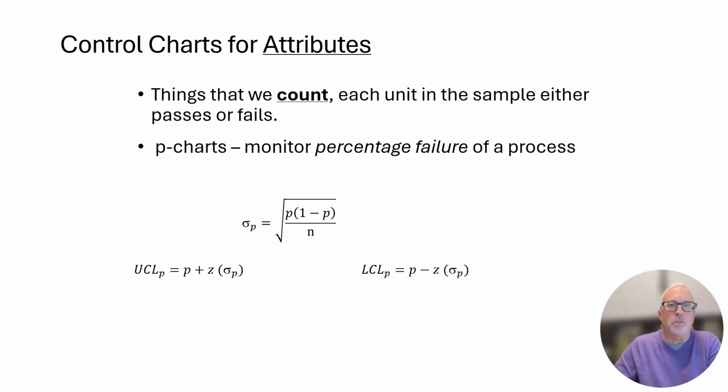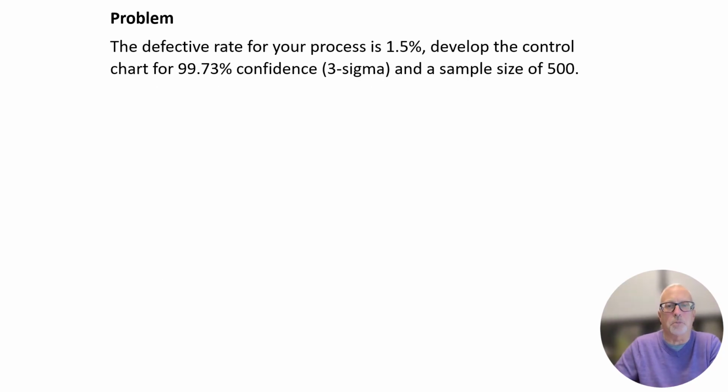These are actually fairly simple if you keep these in mind, but I'll show you the 2 items that my students always get wrong. So let's look at this problem. The defective rate of your process is 1.5%. So immediately, that's what P is. P is 1.5%. Develop the control chart for 99.73% confidence. Well, that's 3 sigma, so I know what the Z is going to be. And the sample size is 500, so now I know what N is.